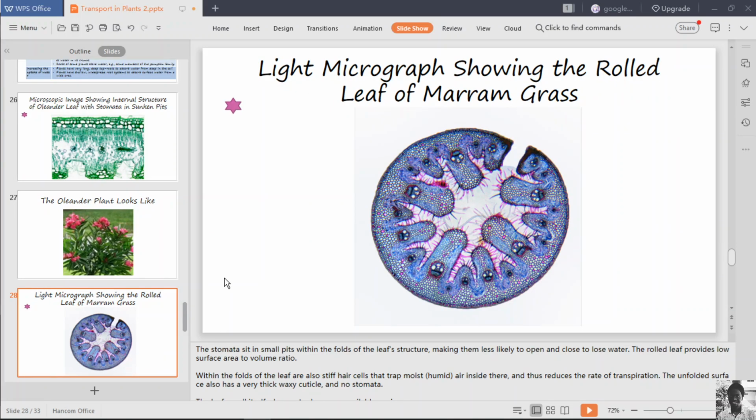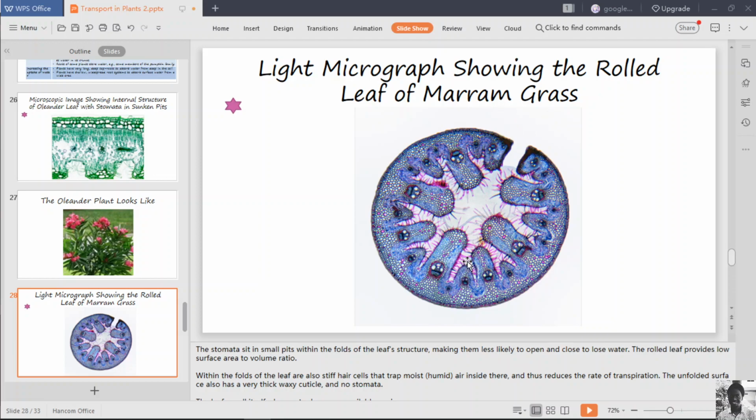Here we have a light micrograph showing the rolled leaf of the Marram grass. Notice you have an unfolded surface on the outside and a folded surface on the inside. You have these large folds and troughs. Okay, the stomata would be located in these deep areas of the folds, right? That's where the stomata are located. So they are by far hidden from wind and sunlight on the outside.